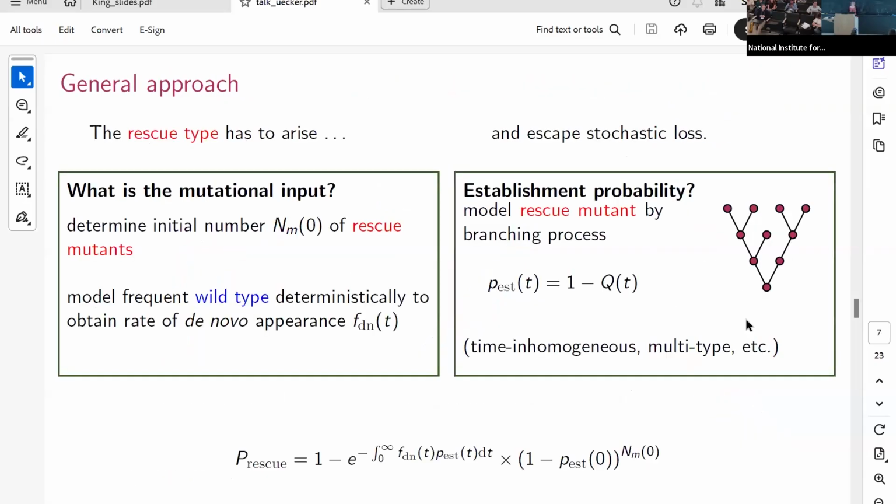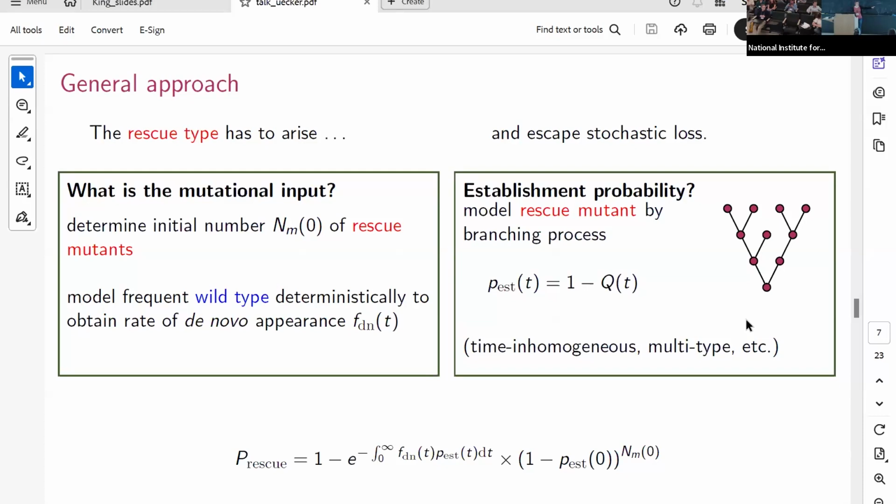The second is that the approach can be generalized, so we can look not just at this very simple model, but also at a more complex model. And the strategy is exactly the same. We look at the mutational input, determining the initial number of rescue mutants in the population, then model the dynamics of the wild type deterministically. From this, we get the rate of de novo appearance of mutations. And then we look at the establishment probability of a rescue mutant by branching process theory. That can also be more complicated than the simple birth-death process. It can be time inhomogeneous, multi-type, and so on.